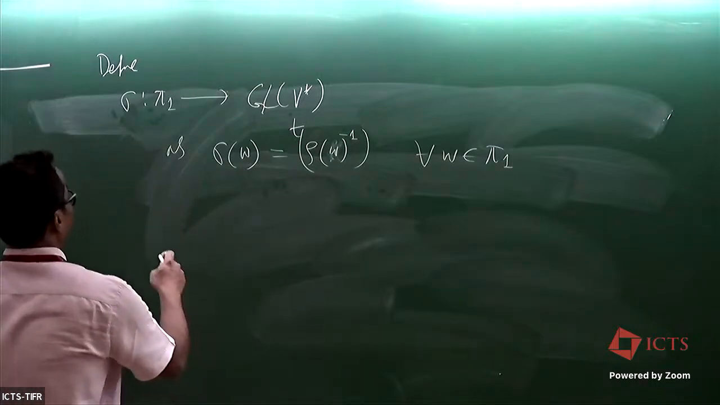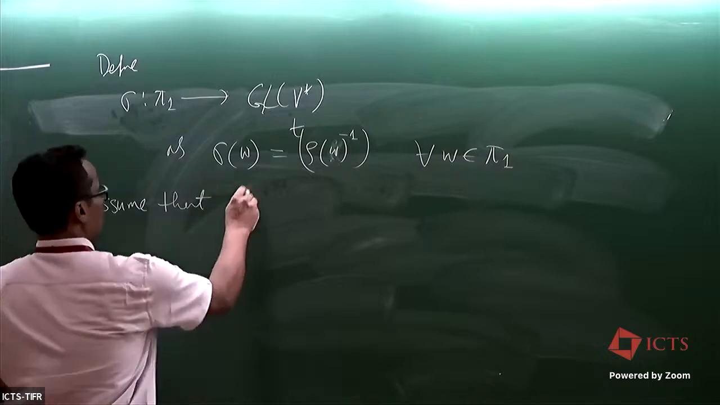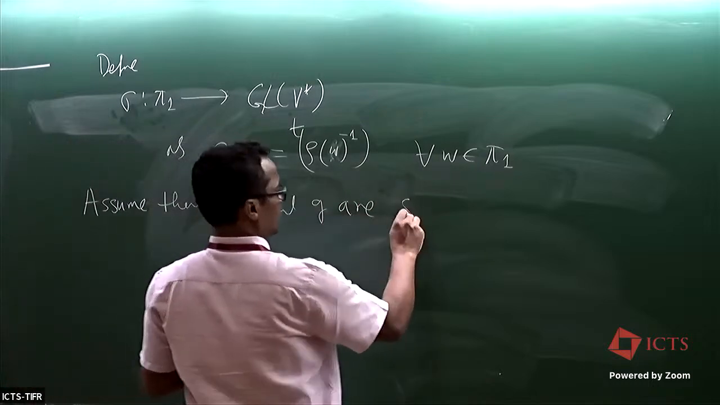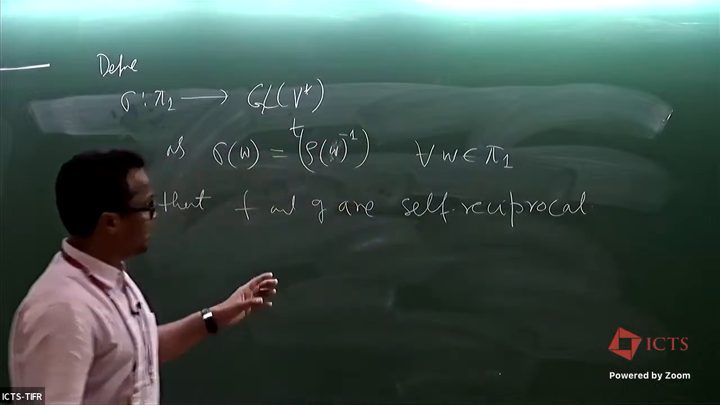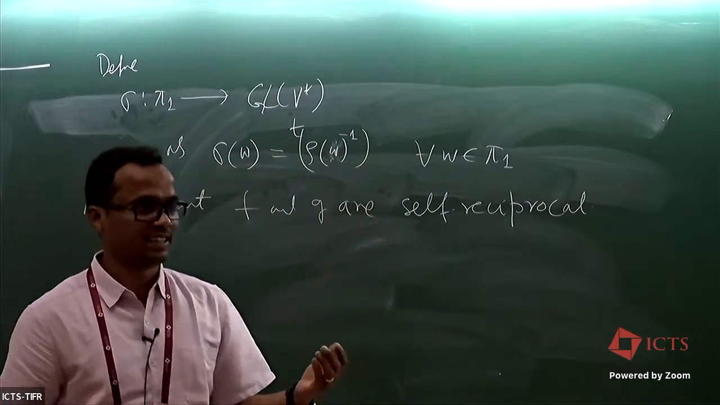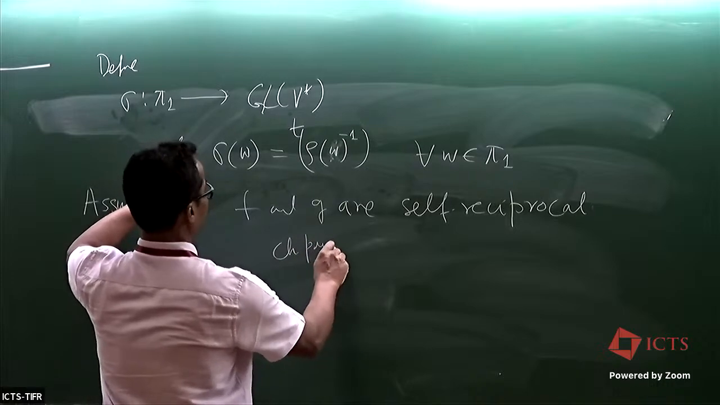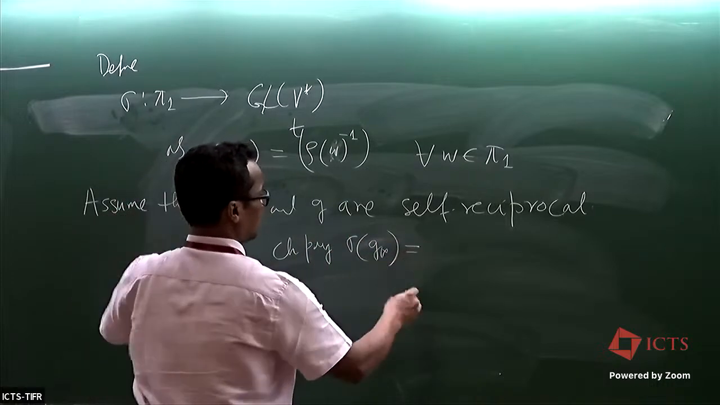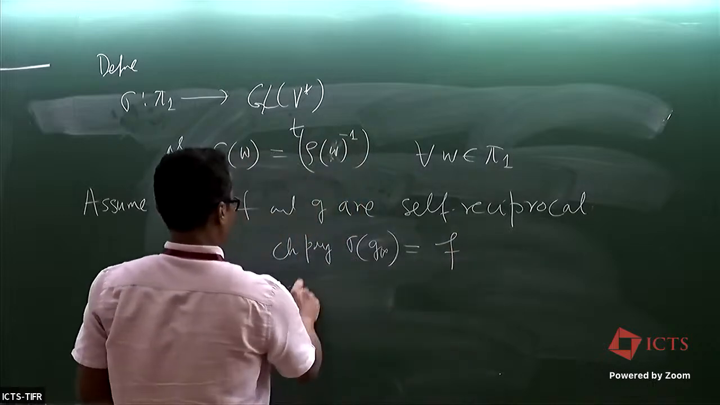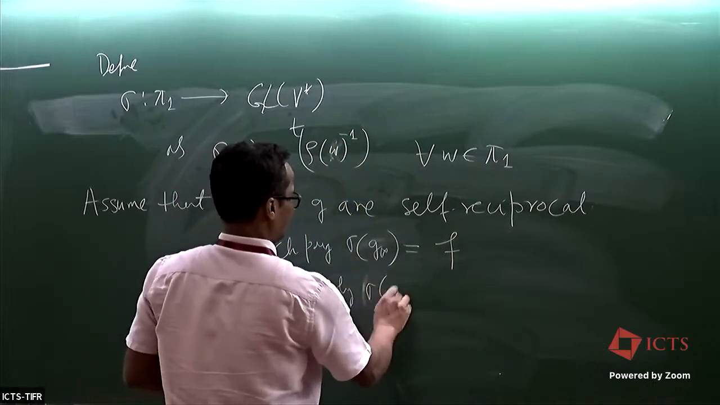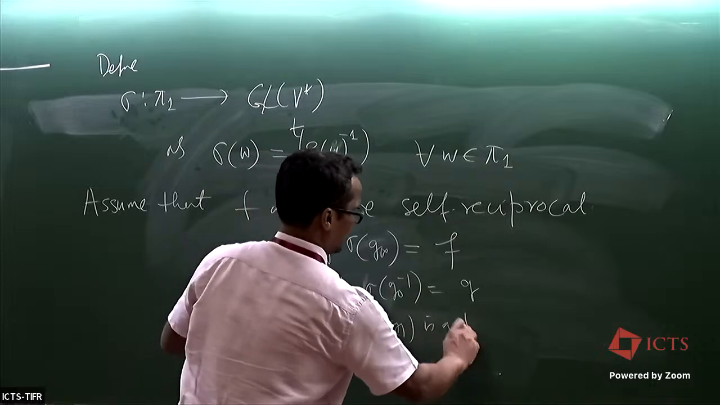So for that, if I assume that F and G are something called self-reciprocal, it basically means that if A is a root, then 1 by A is also a root of F and G. And if that is the case, then the characteristic polynomial of sigma Z infinity will be that of rho Z infinity, and that is F. Okay? And similarly, the characteristic polynomial of sigma Z naught inverse will be that of rho. And anyway, sigma of z1 is a transvection.